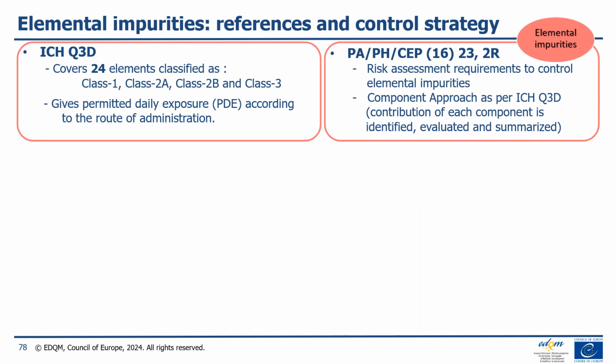So the ICH Q3D guideline is a key reference which covers 24 elements classified as class 1, class 2A, 2B, and 3, and gives permitted daily exposure according to the route of administration. And the internal document from EDQM PA/PH/CEP 16/23-2R sets a risk assessment requirement to control the elemental impurities and the component approach as per ICH Q3D.